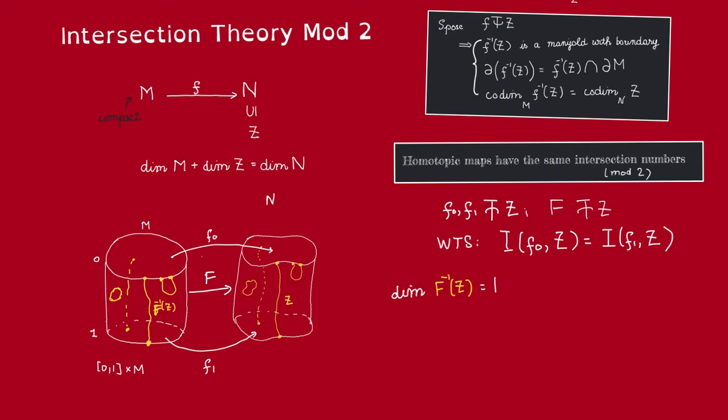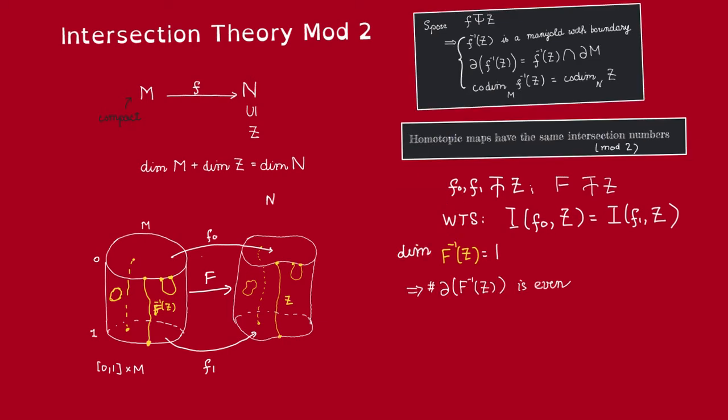And thus by our previous discussion on the classification of one-manifolds, we know that this preimage must be a union of unit intervals or unit circles, and so its boundary must have an even number of points. But what is its boundary? Well, again, by the transversality theorem for manifolds with boundary, we know that this boundary is going to be equal to the intersection of the preimage of Z with the boundary of this product.